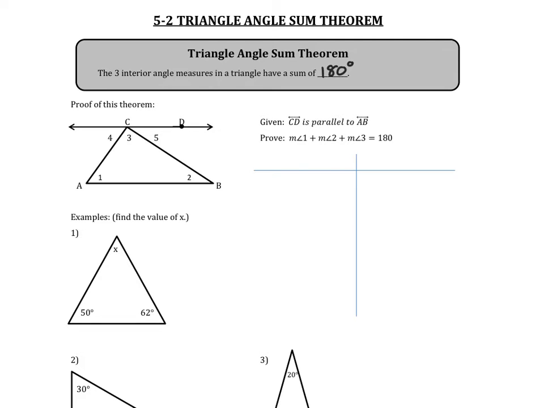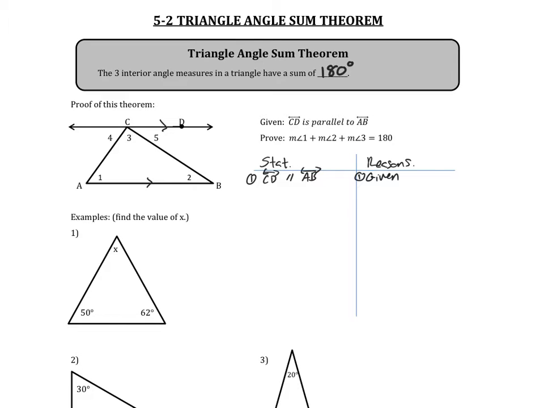So we're going to write a little two-column proof here where we're going to have our statements and then our reasons. The first thing we do with any theorem, with any proof, is we write our given. So the first thing we know is that CD is parallel to AB. And I'm just going to go ahead and put that on my figure as well to help keep track. We know this because it was given to us.